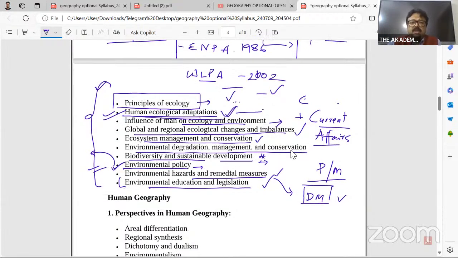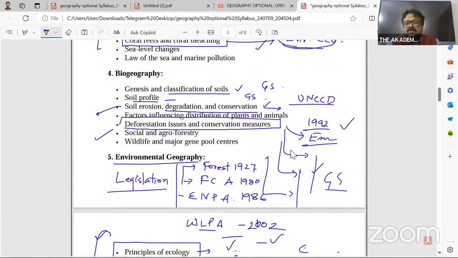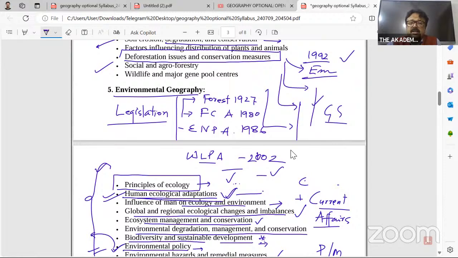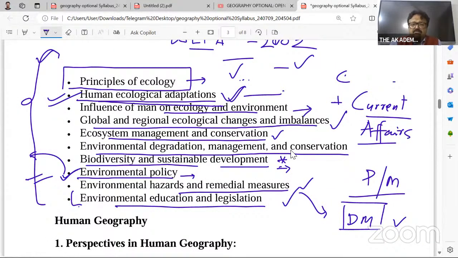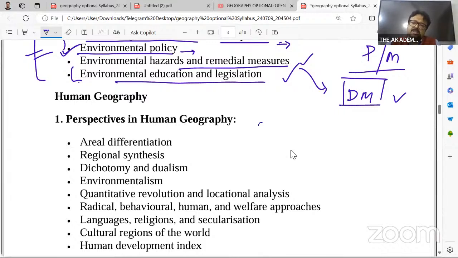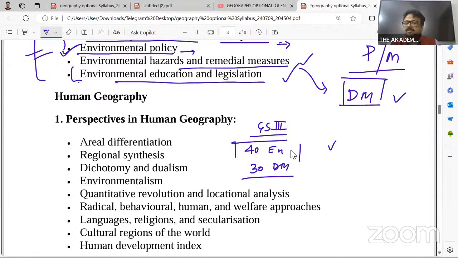Okay, so this is a big base, children, which will definitely help you in prelims, and it will help you in mains also. If you have seen the mains papers, you happen to have almost, if you see GS paper 3, 40 marks from environment and ecology, and almost 30 marks from disaster management. So this is the part which will be catered to by this geography optional.